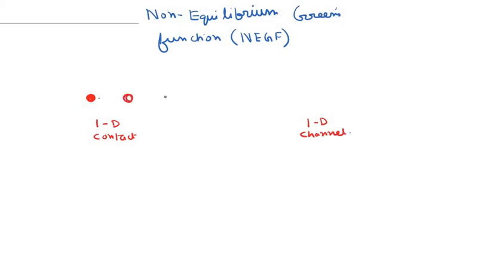So I'll just mark these atoms in the contact by red. And then I'll mark these atoms in the channel by blue. So let us assume that this contact has m atoms, or m number of lattice points, and this channel, let us say, has n atoms. So this is a 1D contact, so n points.